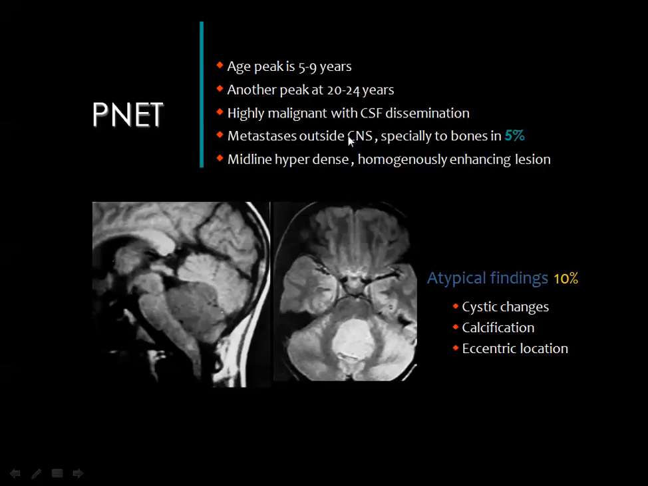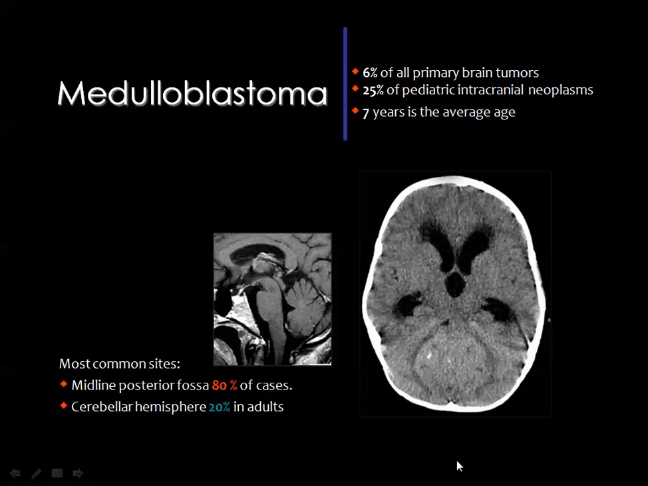Then these tumors are usually solid. They do not contain cystic changes nor calcium. And these are considered atypical findings if you see cystic changes or calcification. And medulloblastoma is one of these primitive neuroectodermal tumors. They represent about 25% of the pediatric intracranial neoplasms, and the average age of incidence is about 7 years old.